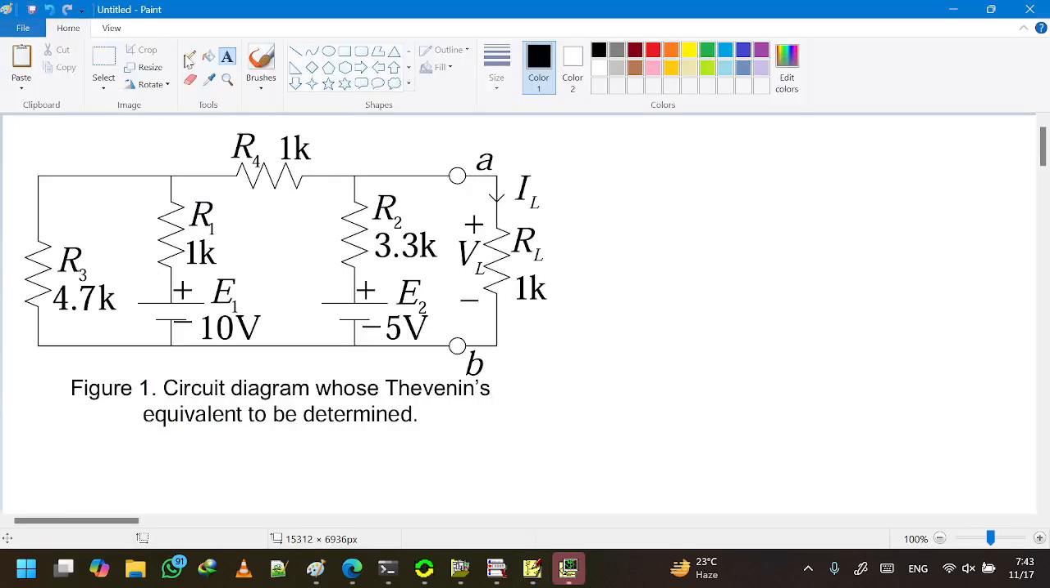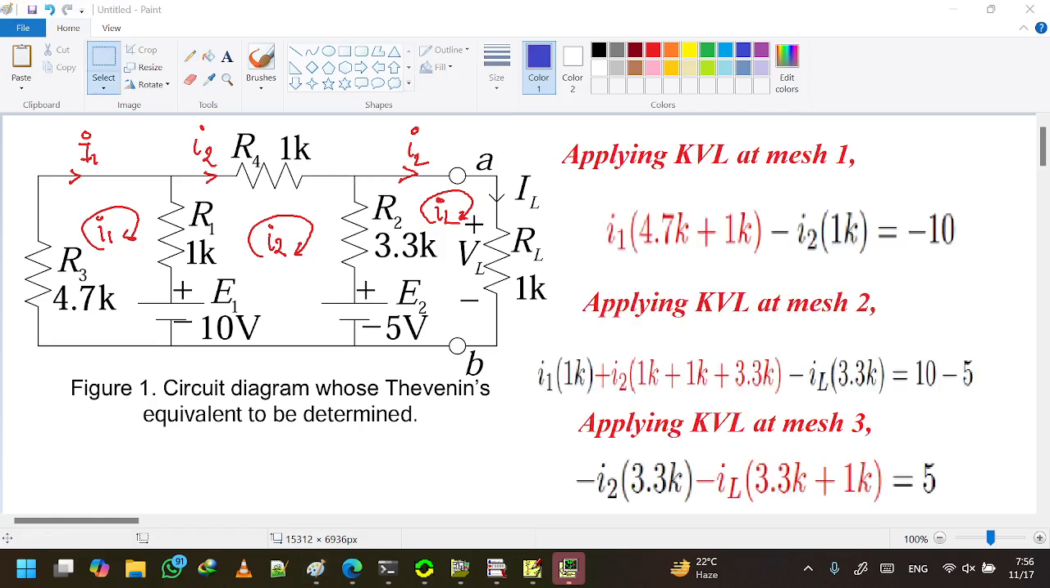So we take the main circuit and let's do the theoretical calculation. We imagine that the mesh current for the first mesh is I1, the mesh current for the second mesh is I2, and the mesh current for the third mesh is IL, as shown in the figure. This is I1, this is I2, and this is IL. By using the method of inspection, we can write the KVL equations directly.